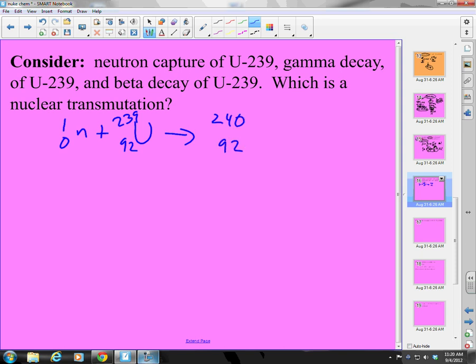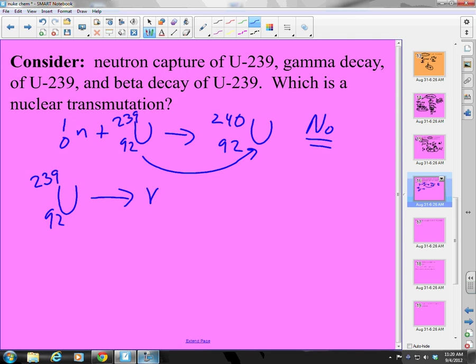Is 92 still uranium? Yes. Did my uranium transform into a new element? The answer is no, so this is not a transmutation. What about a gamma decay? I start off with uranium-239. Decay means that my particle is on the right side. There's my gamma ray, and it does not change my mass number. It does not change my atomic number, so I end up with uranium-239. Start with uranium, I end with uranium. Is that a transmutation? No.